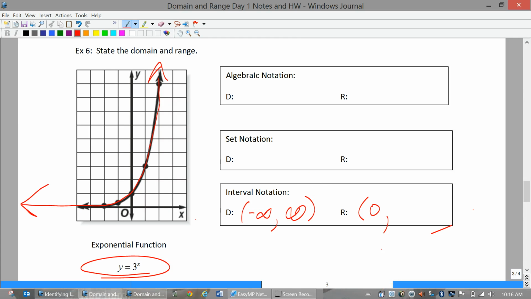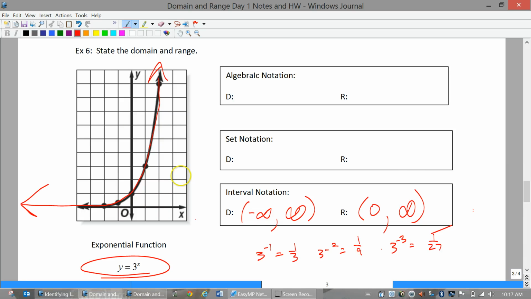Why is there a parenthesis rather than a bracket on the 0? Great question. It's because earlier I had mentioned that this didn't get to 0. Okay, so it's a parenthesis because it doesn't officially get to 0. Why doesn't it get to 0? That's a longer answer. And it goes up forever.